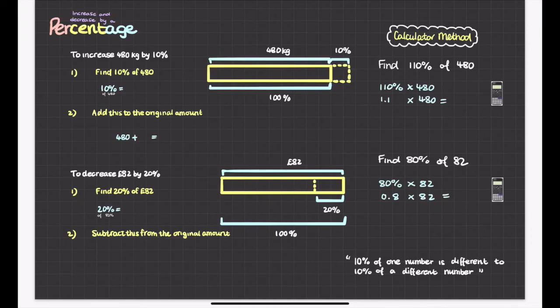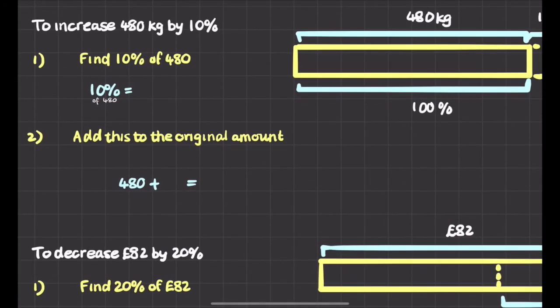Hey guys, in this video we're going to look at increasing and decreasing by percentage, and we're going to have a look at a couple of examples and I'll show you a couple of different methods as well. So let's start off with the percentage increase.